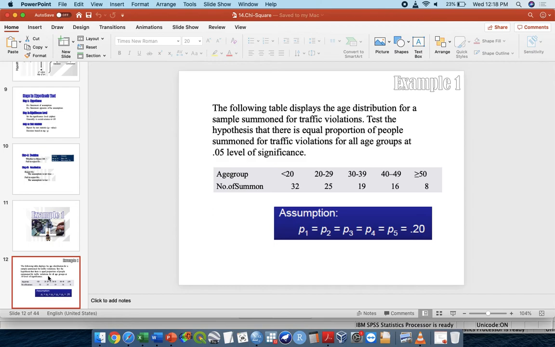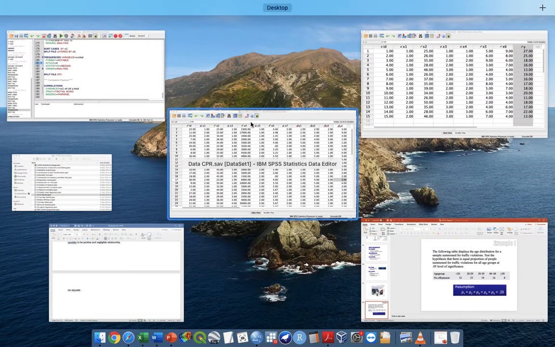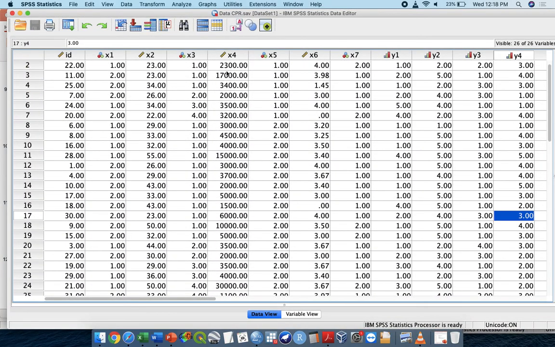Okay, do you want to test this one or you don't want to? Do you want to learn how to produce this table or not? Don't want? If you don't want, then we go to our data. Okay, then please go to your data. This is our data, data.cpr.